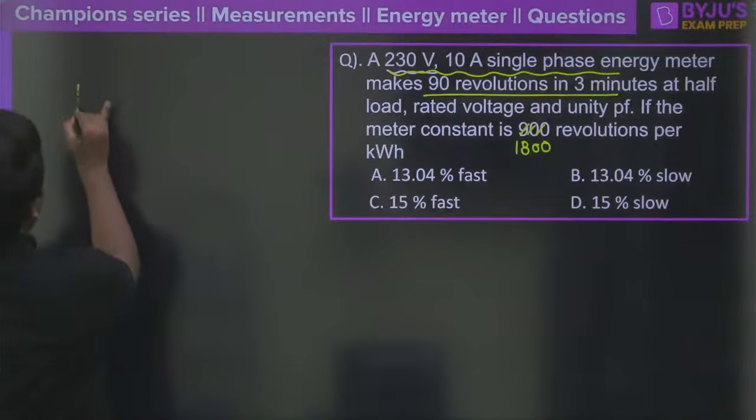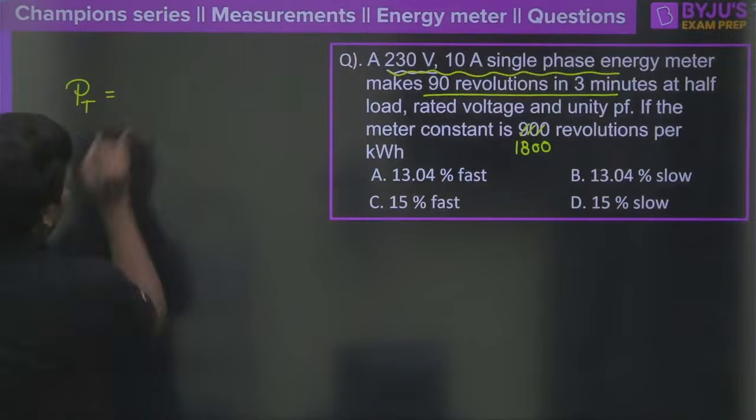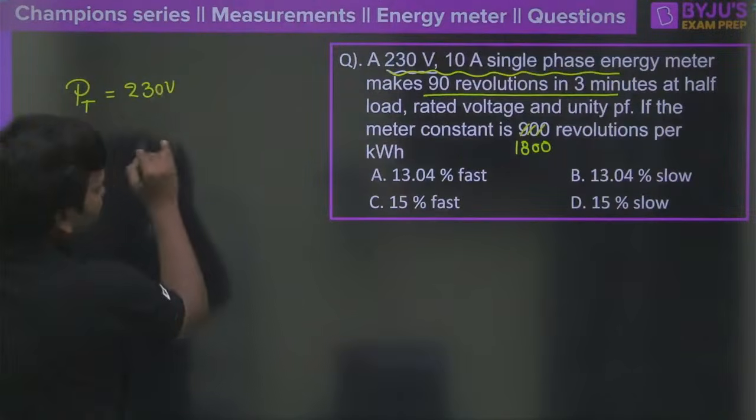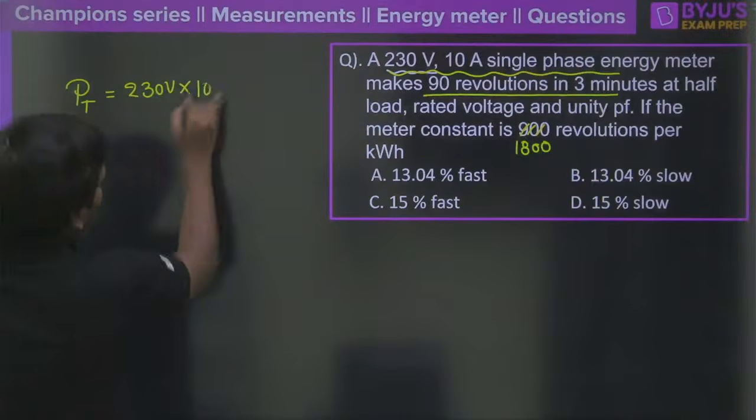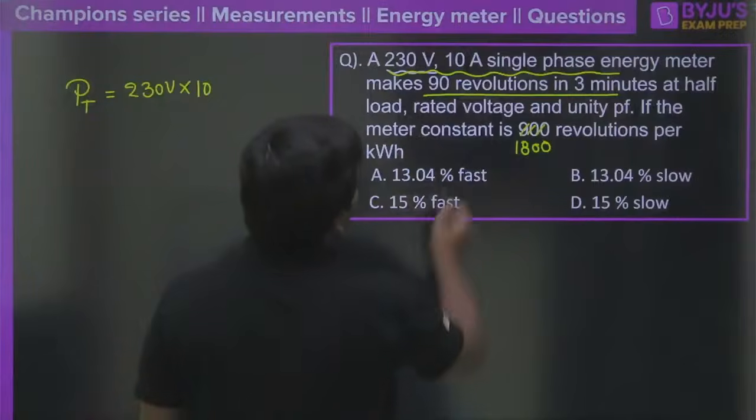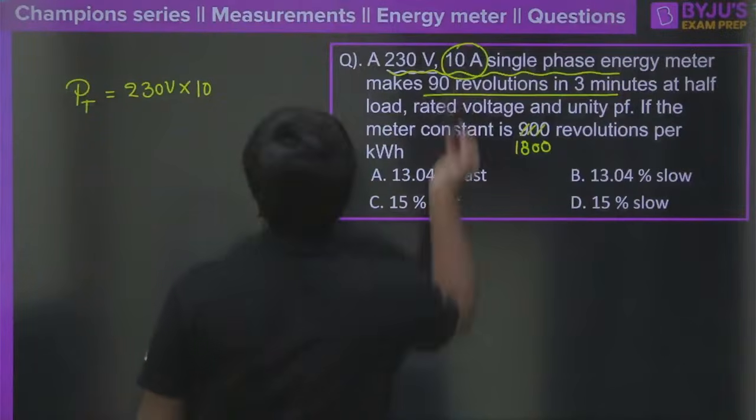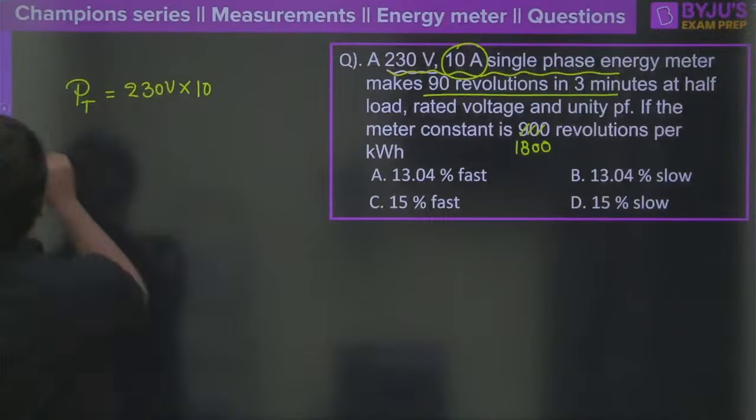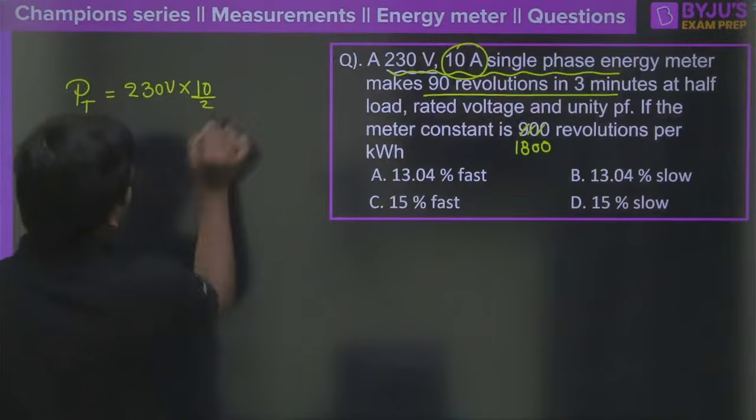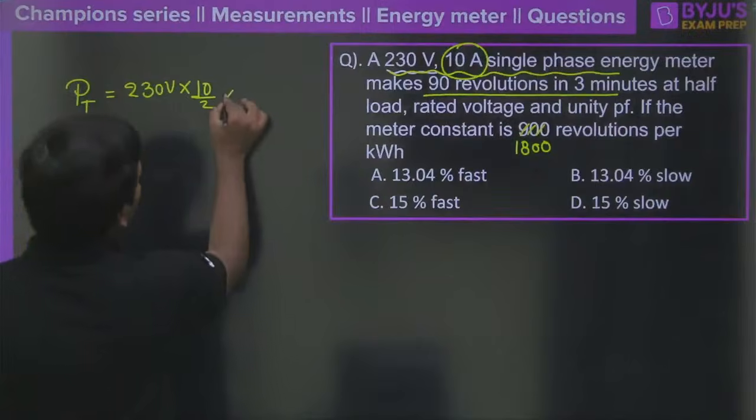First calculate the total power here. Total power, if you look at what was given here: 230 volt into 10 ampere, right? And he was saying that it is at half load. So 10 ampere is the rated one. So half load means how much it will be now? Half load means I should say this is equal to 10 by 2. Clear? 10 by 2 into cos phi.